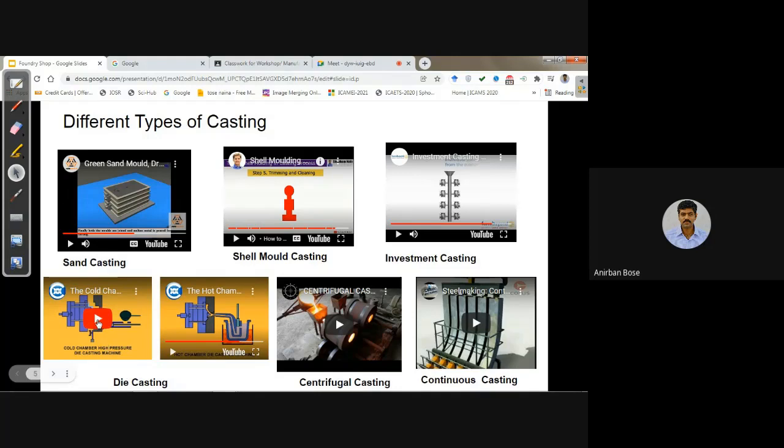So die casting again can be a hot chamber or it can be a cold chamber. So hot chamber and cold chamber, actually the name is there, whether the furnace is an integrated part of the whole process or not. If the furnace is a part of the whole process, then it is a hot chamber. And if liquid metal is poured into that particular thing, the furnace is not an integrated part, and it is a cold chamber. Okay, so cold chamber die casting process, let us see that.